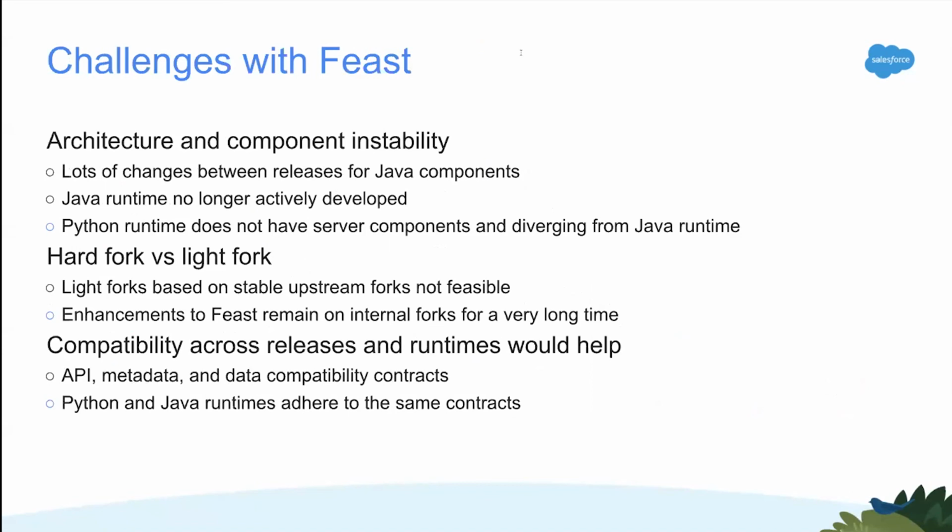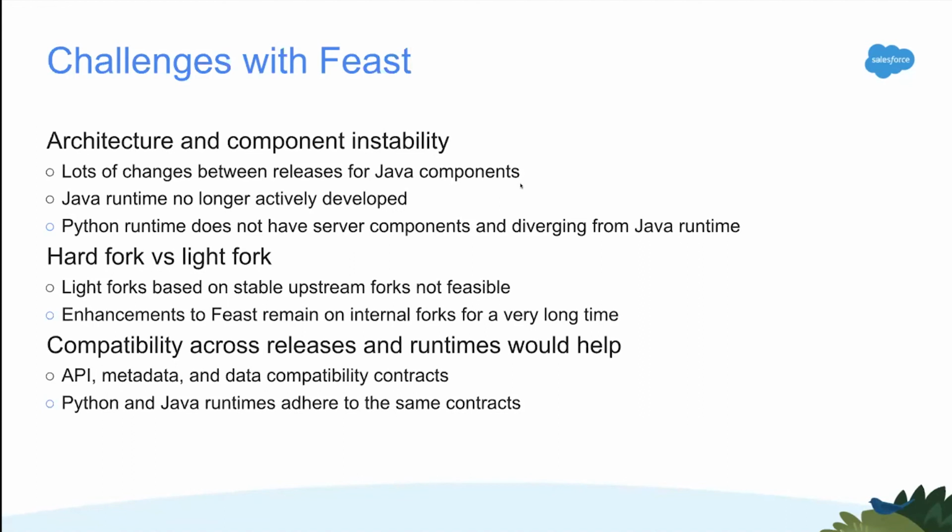Because Feast is relatively new and constantly changing, we also face several challenges adopting it. Its architecture, components, and runtime have changed multiple times between releases. The Java runtime, which we adopted with version 0.9, is no longer actively being developed. The Python runtime has experimental support for feature servers and is diverging from the Java runtime. It's currently not possible for us to maintain light forks based on upstream Feast, and functionality we'd like to contribute back lives solely in our internal fork.